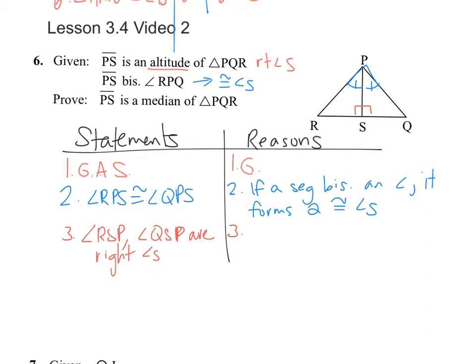Here's where I need to think back to my notes from before. I need to think about which if-then statement or which version of the definition of an altitude I need. I know that I have an altitude and then I'm trying to conclude that I have the right angles. So I'm going to start with an altitude of a triangle forms right angles with the side to which it is drawn.